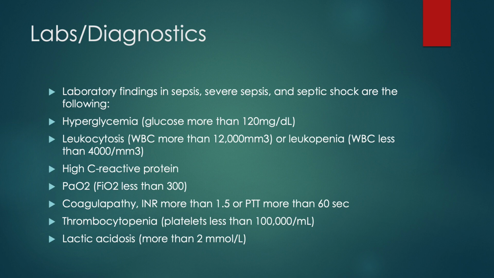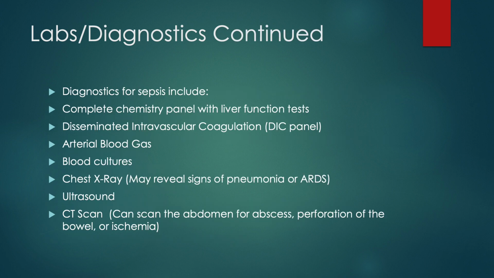Issues with coagulation. INR is more than 1.5 or PTT more than 60 seconds. Thrombocytopenia, so a lowering of their platelets, or lactic acidosis. The specific diagnostics are going to be a complete chemistry panel with liver function tests, disseminated intravascular coagulation panel, arterial blood gas, blood cultures, chest x-ray because it might reveal signs of pneumonia or ARDS, ultrasound, CT scan. It can scan the abdomen for abscess, perforation of bowel, or ischemia. So it can scan for signs of what caused the sepsis.